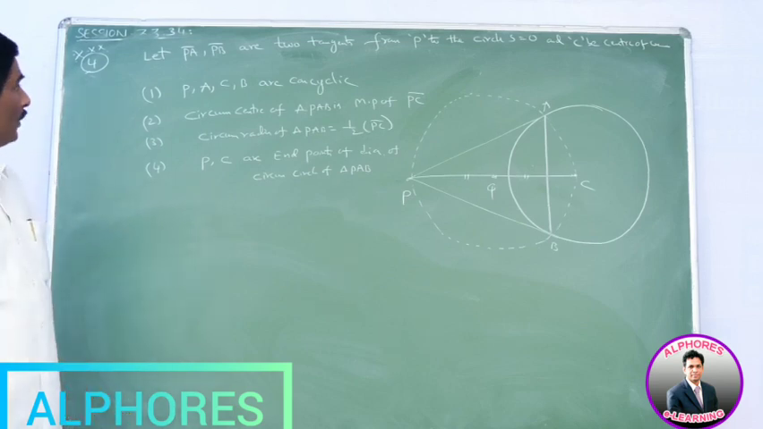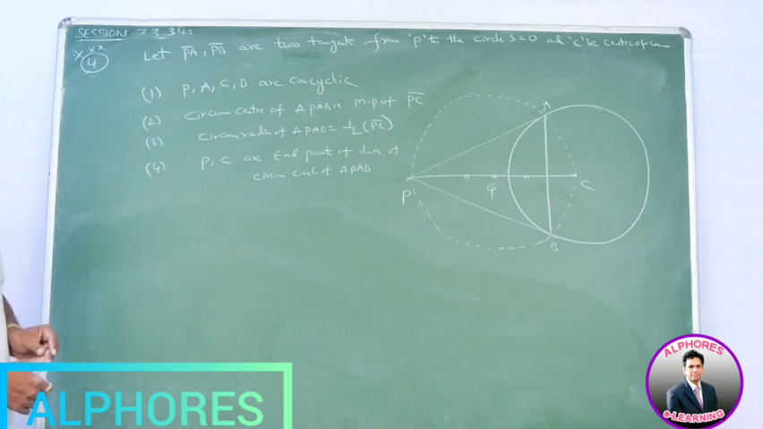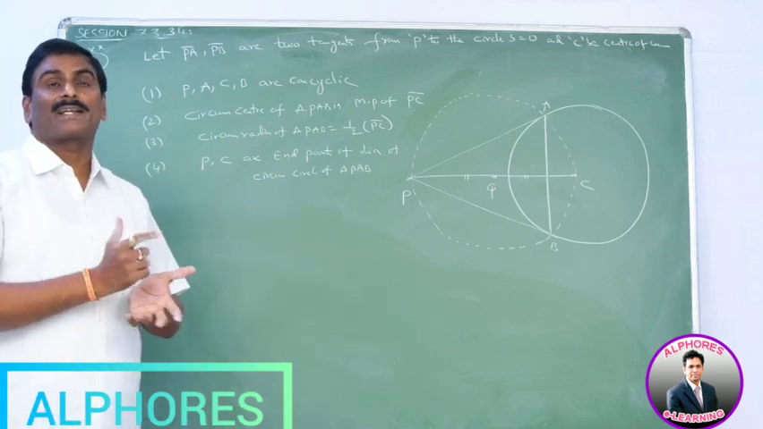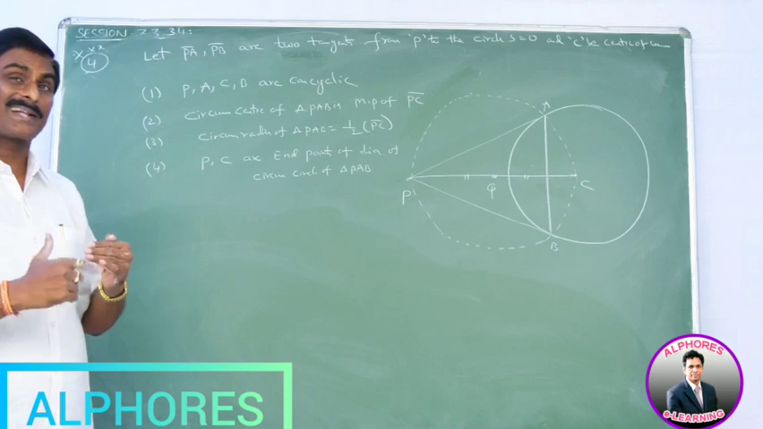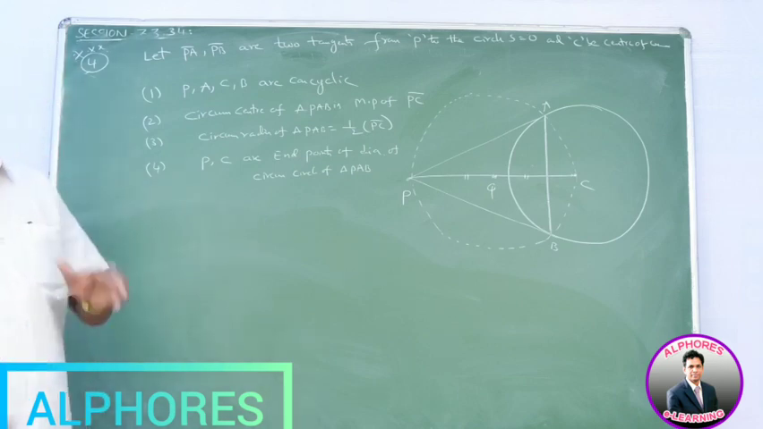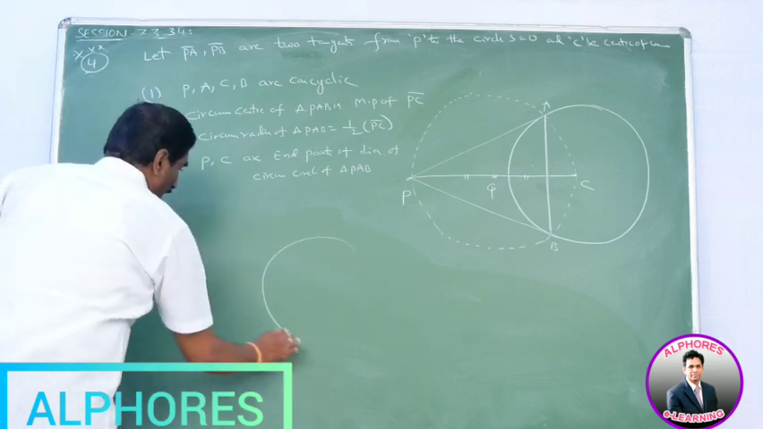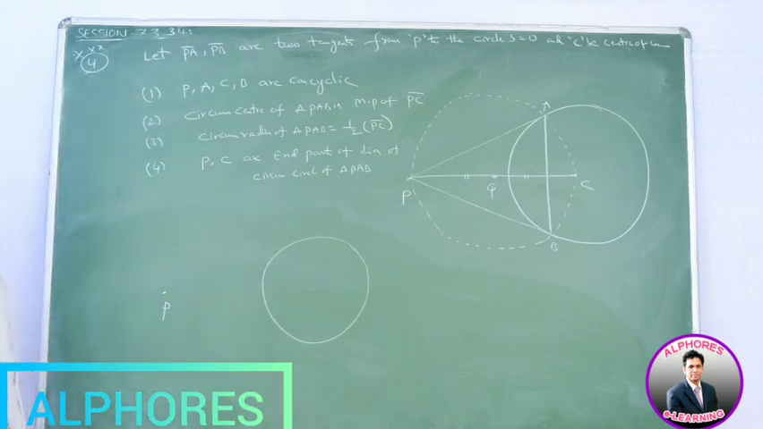Next, fourth one, very important property. Before knowing this property, first we draw the construction of the tangents from an external point to the circle. Suppose P is an exterior point with respect to the circle S is equal to 0.